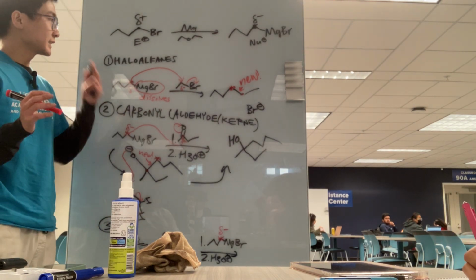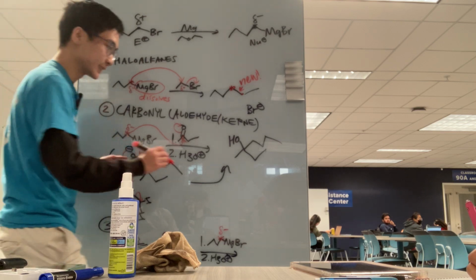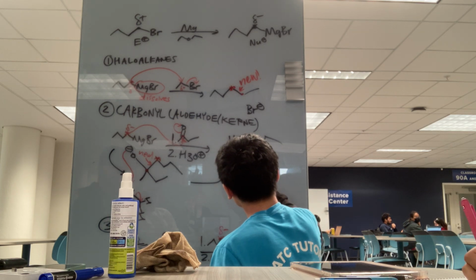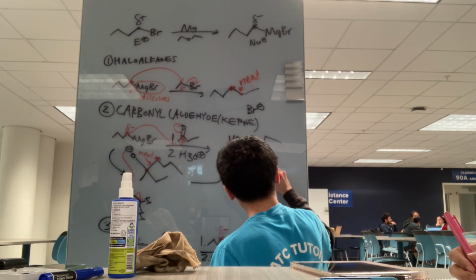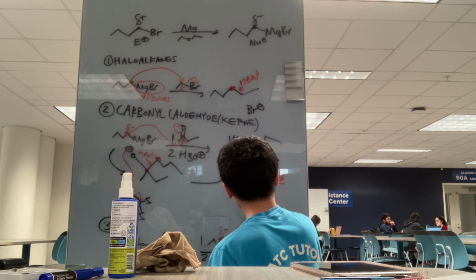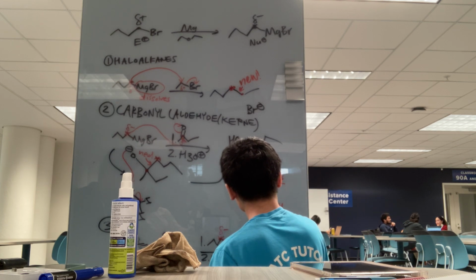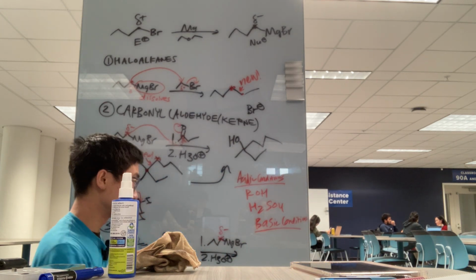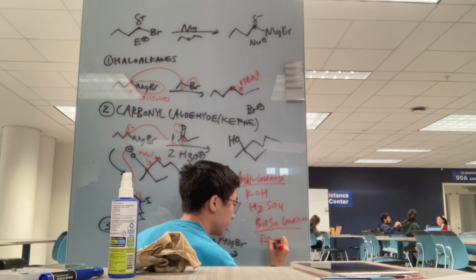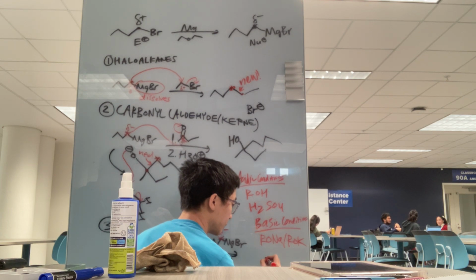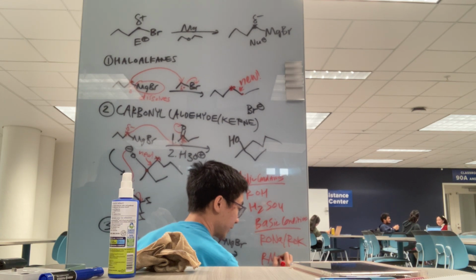Whenever you see negative charges, then think of that as basic conditions. So let me write that down here. Acidic conditions is going to be like when you see an alcohol with a strong acid like H2SO4. Basic conditions is when you see a negative charge solution like RONa or ROK, or even Grignard reagents, RMgBr, right?